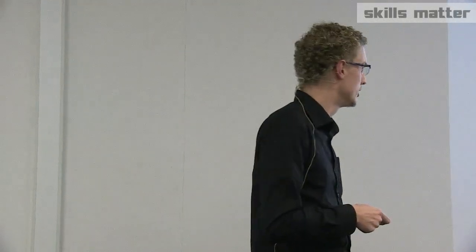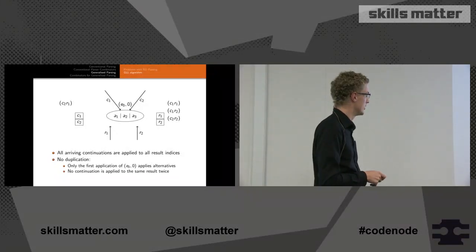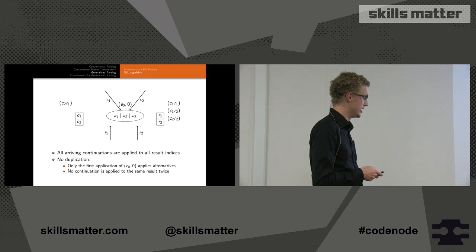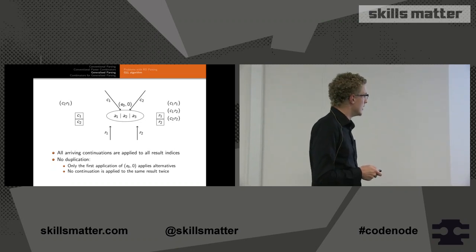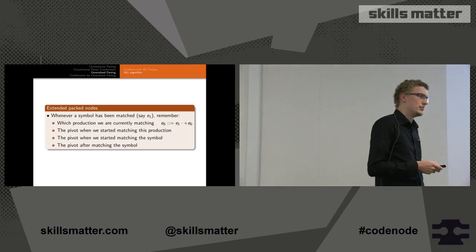Because only the first application of this parse function to pivot 0 will actually execute the alternatives. And no continuation is applied to the same result twice. Now, I haven't explained how this is achieved, but this is a very crucial step here. So, how do we obtain information?